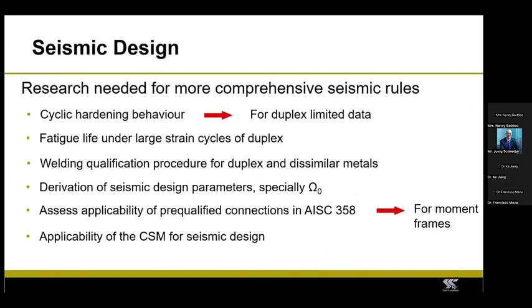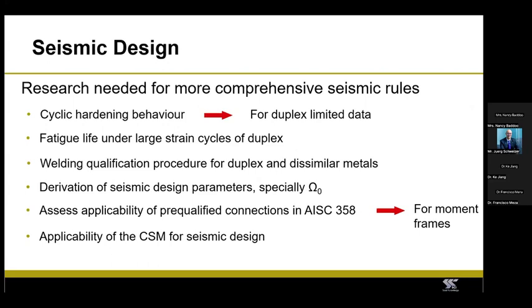Okay, so this is my last slide. And I'm showing you here some of the research that is going to be needed to develop more comprehensive design rules for stainless steel structures. So first, one of the most important things is that we need to better understand the cyclic behavior of stainless steel.